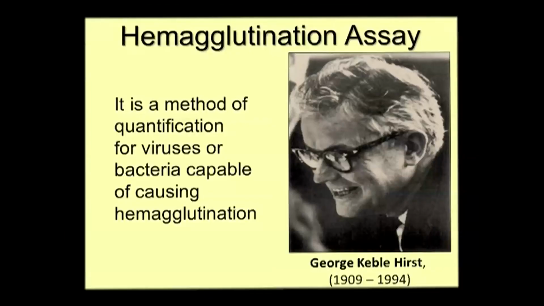Hemagglutination assay is a method of quantification for viruses or bacteria which are capable of causing hemagglutination. This assay method was developed by American virologist George Hirst in 1941. He discovered this hemagglutination assay and also the anti-hemagglutination assay.